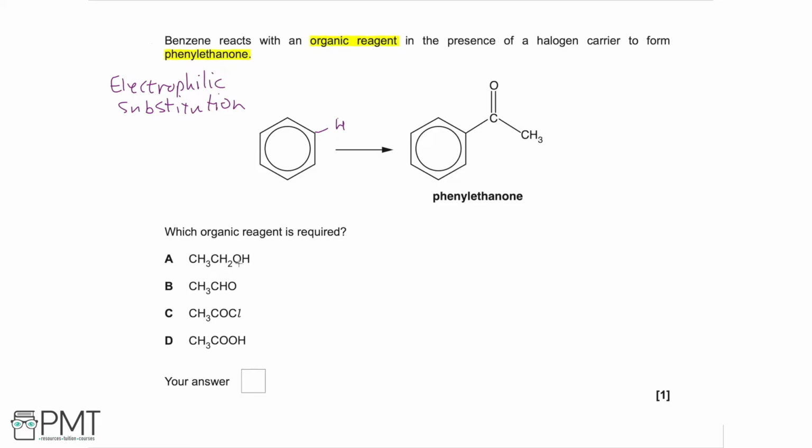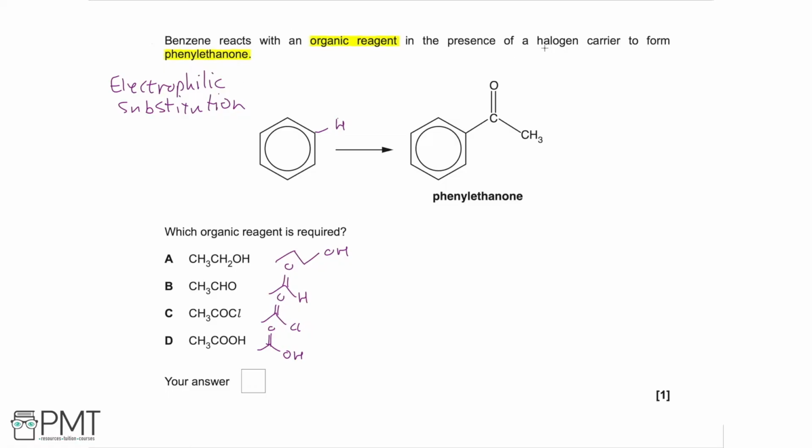So first of all, it's going to be good to draw all of these options to see which one is going to work. So first of all, we have ethanol, then we have ethanal, then we have ethanoyl chloride, and finally ethanoic acid. So we need to ask ourselves, how do these form carbocations?